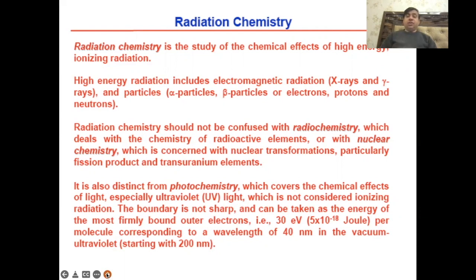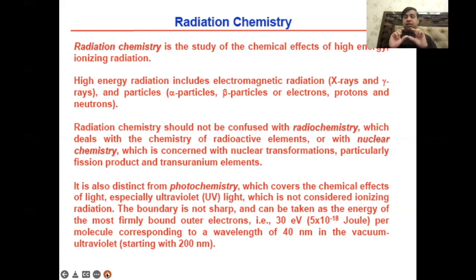The boundary is not very sharp and can be taken as the energy of the most firmly bound outer electrons, where the energy level is 30 electron volts or somewhere around 5 × 10^-18 joules per molecule, corresponding to a wavelength of 40 nanometers in the vacuum ultraviolet. But in the case of ionizing radiation, the energy of a gamma photon is in mega electron volts, so there is a big difference in the energy level and in the involvement of the photons. So this is quite distinctive: radiation chemistry is different from radiochemistry and nuclear chemistry.